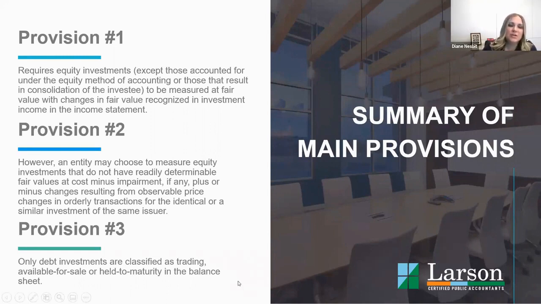Next, just making sure you note that an entity can choose to measure equity investments that don't have a readily determinable fair value at cost minus impairment, if any, and then plus or minus changes resulting from observable price changes in orderly transactions with an identical or similar investment of the same issuer. So there is also that option that you can measure equity investments at cost minus impairment. So just keep that in mind.